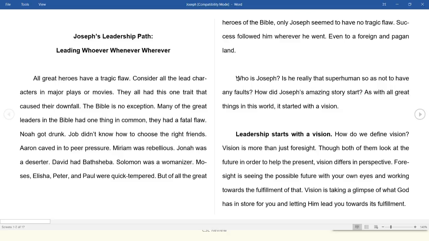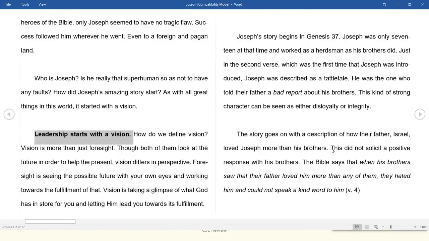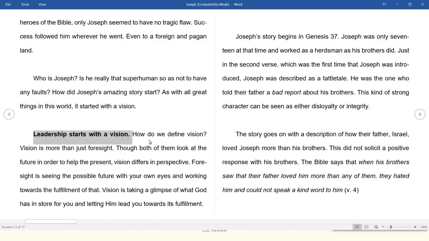Dito na sa second paragraph ko, after ng introduction, yung who is Joseph? Is he really that superhuman so as not to have any faults? How did Joseph's amazing story start? As with all great things in this world, it started with a vision. Now, you notice right here, I put something in bold. That was what I was talking about. Okay? Ito yung principle dito sa first paragraph. Leadership starts with a vision.